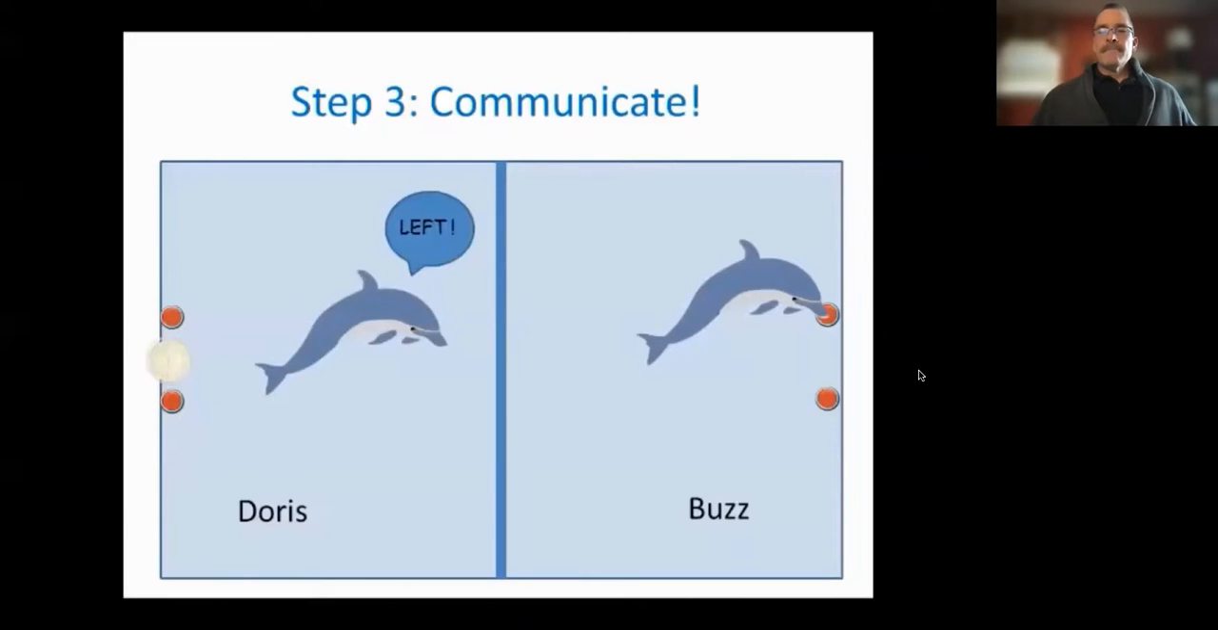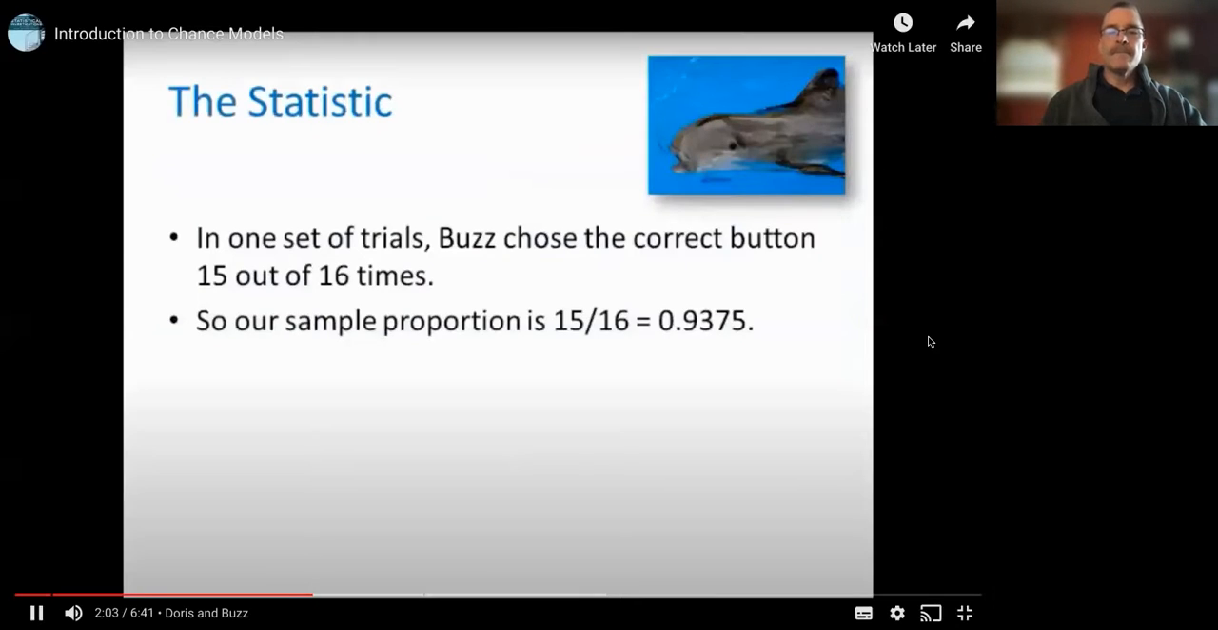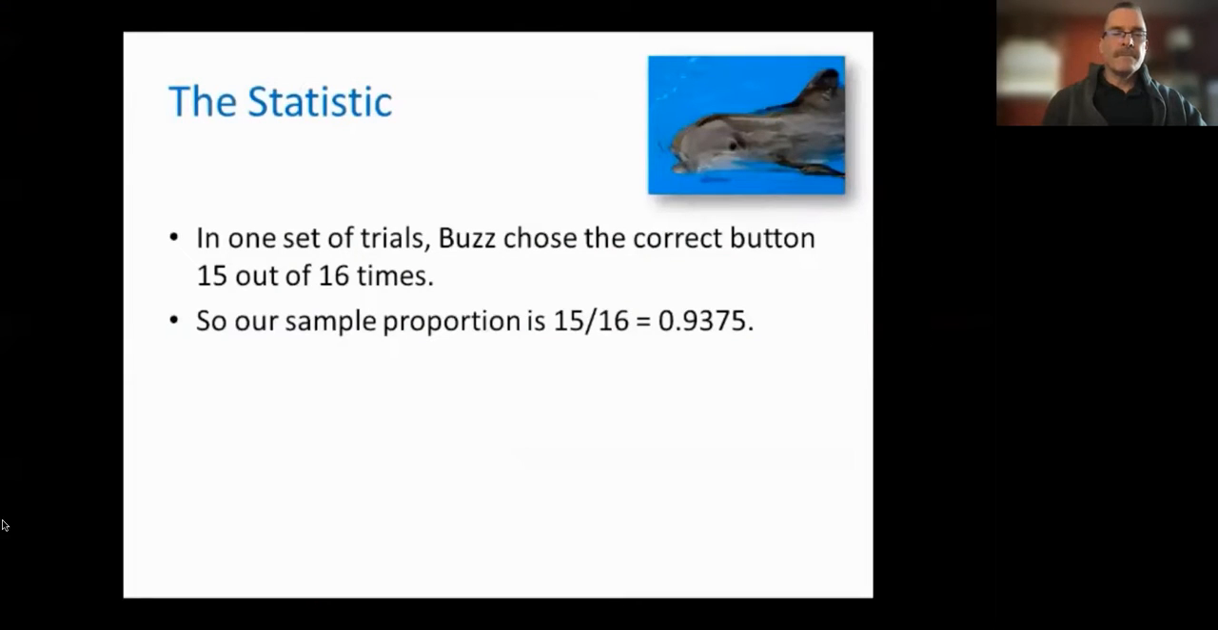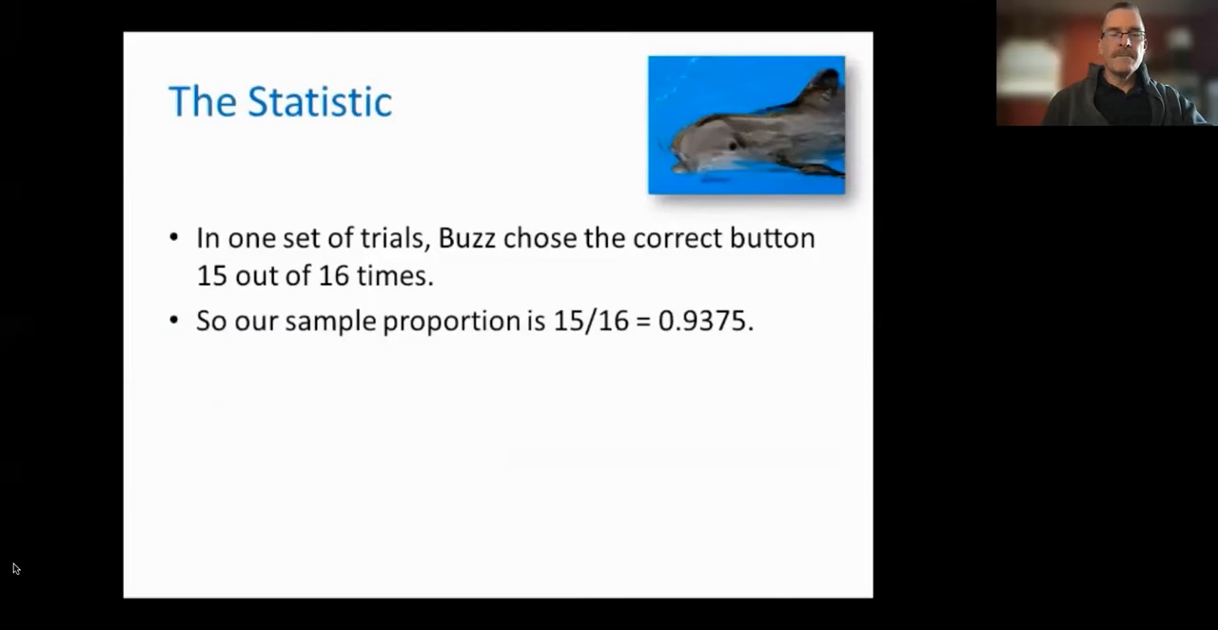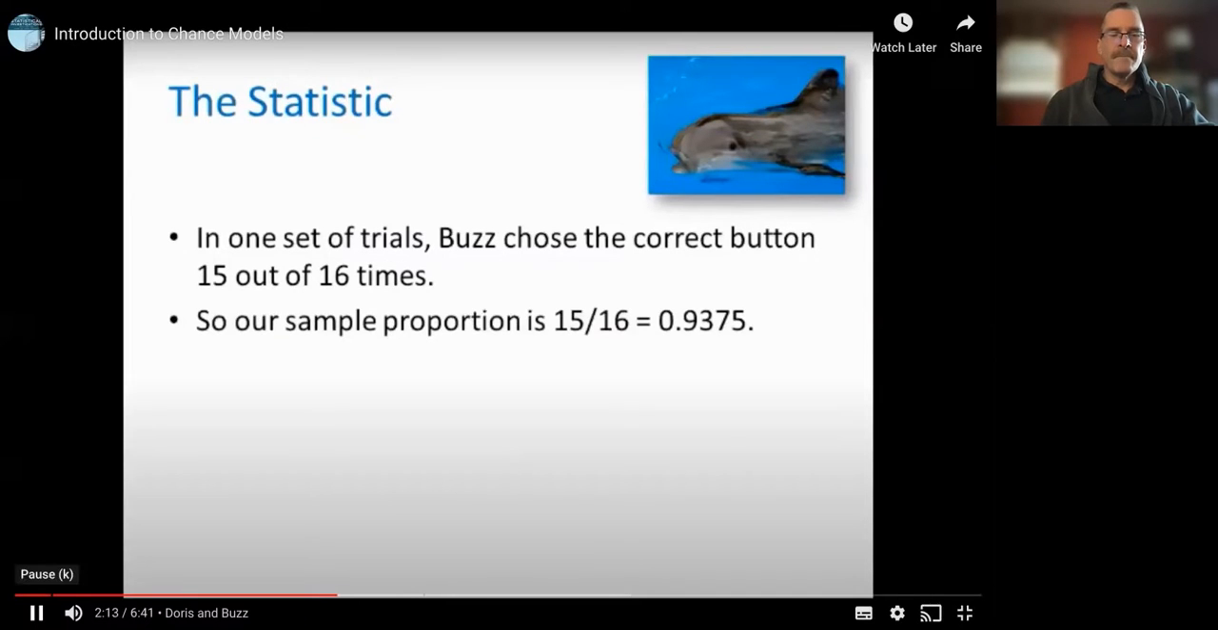But this single attempt was not enough to convince Dr. Bastian that Doris had communicated with Buzz through her whistling. Dr. Bastian repeated the process several times, sometimes having the light blink and other times having it glow steadily. He kept track of how often Buzz pushed the correct button. In one phase of the study, Dr. Bastian had Buzz attempt to push the correct button a total of 16 times. In this sample of 16 attempts, Buzz pushed the correct button 15 out of 16 times.